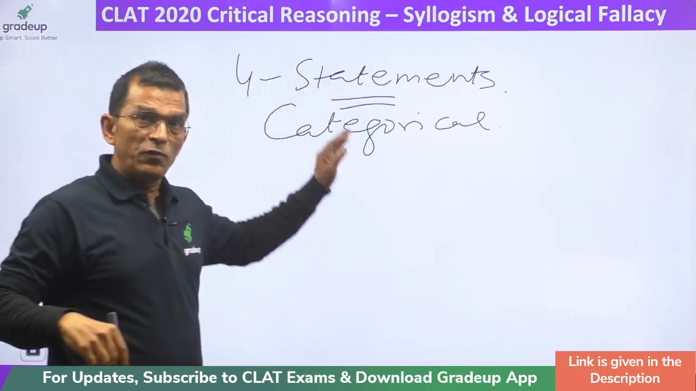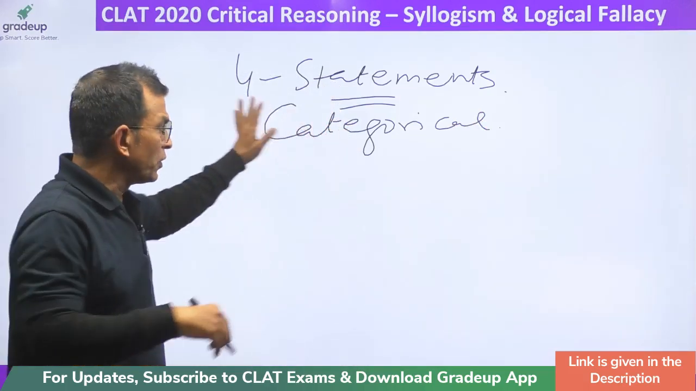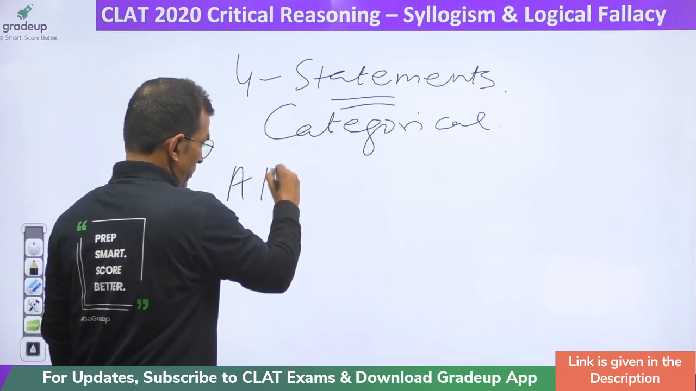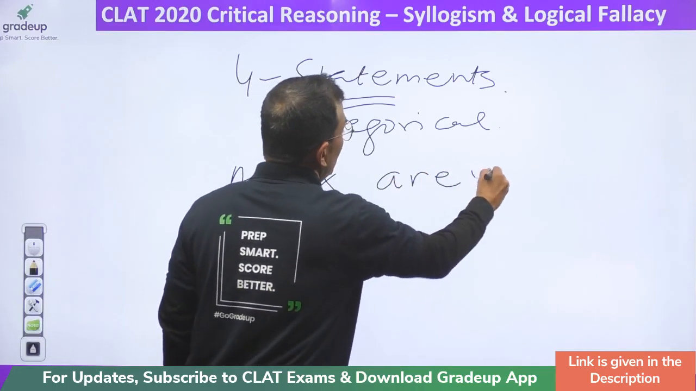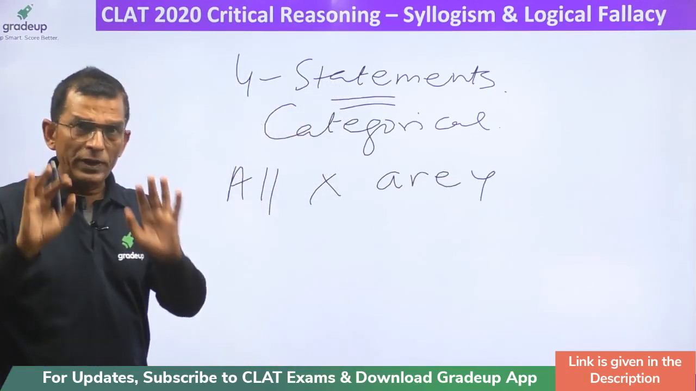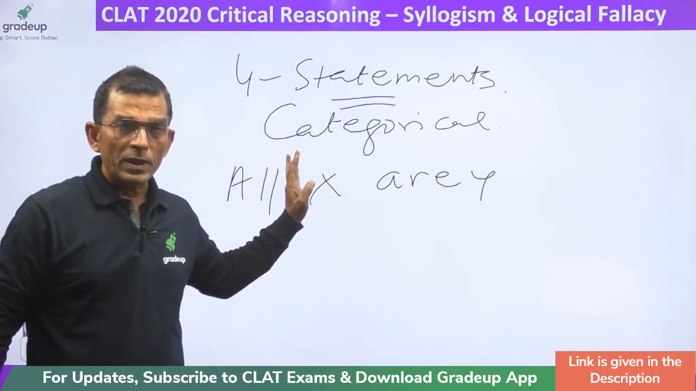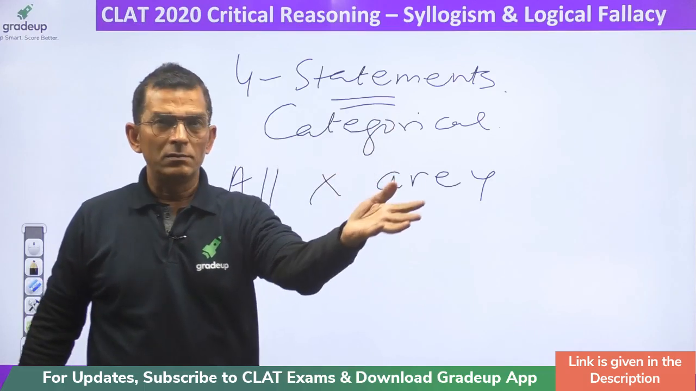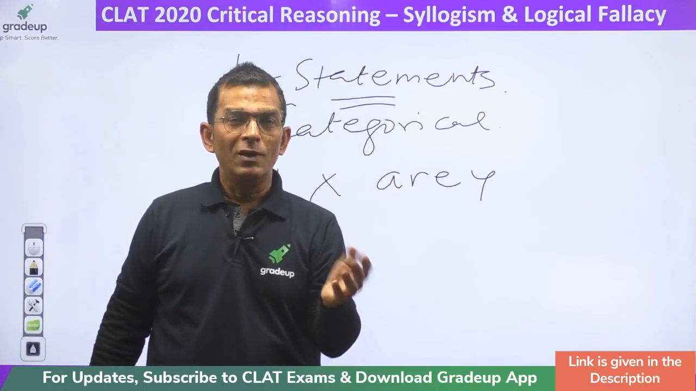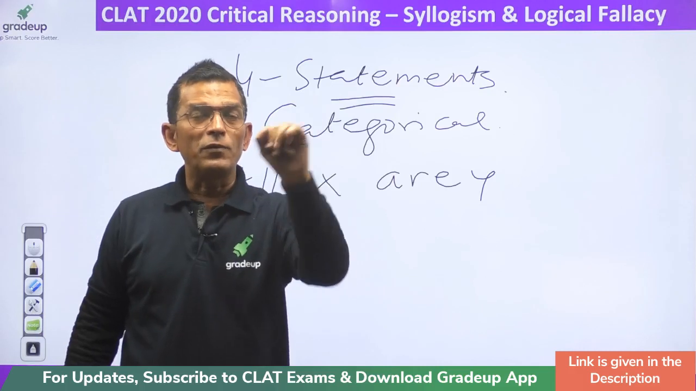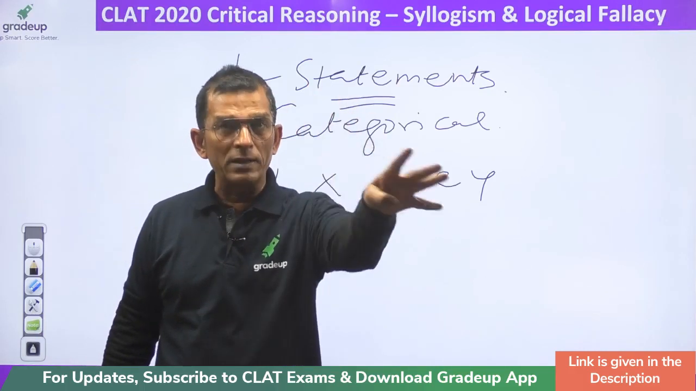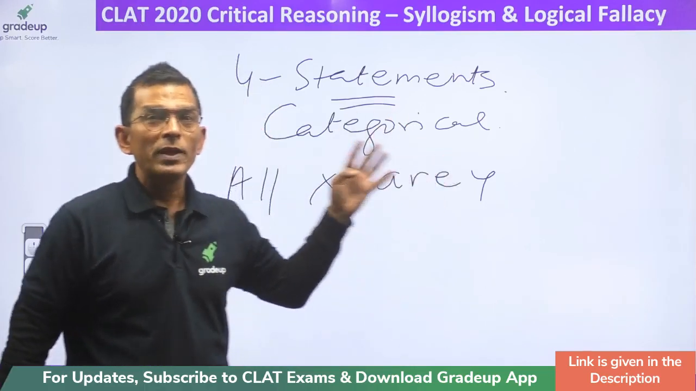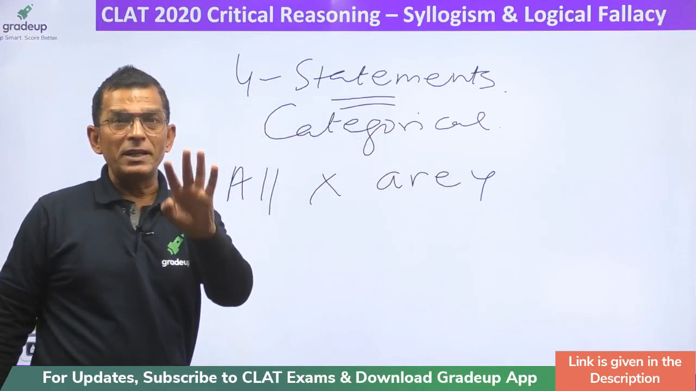Of the 4 categorical statements, the first one is called the universal affirmative statement, which is all x are y. What do we mean by this? Whenever we speak this way, we say, all of you are great students. All x are y. Some of you are great students. Some of you are not great students. And I say, no, nobody is a great student. So these are the 4 basic statements we use.